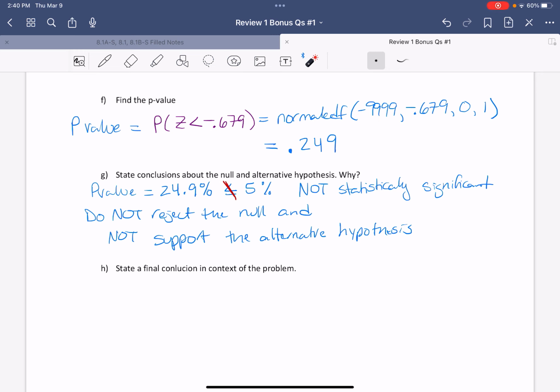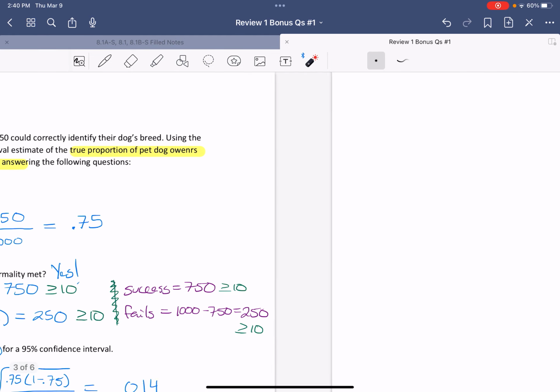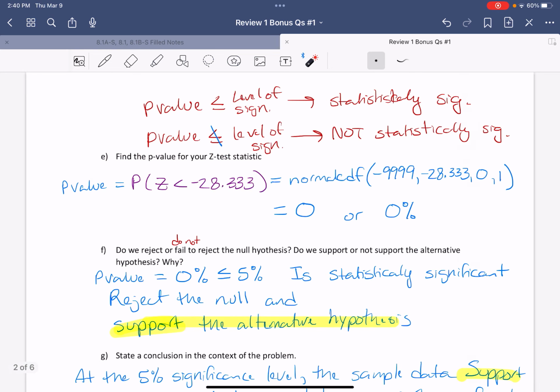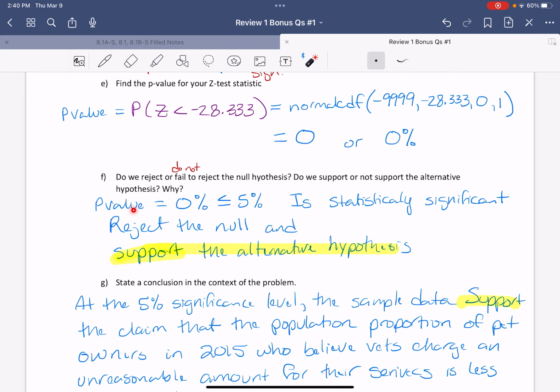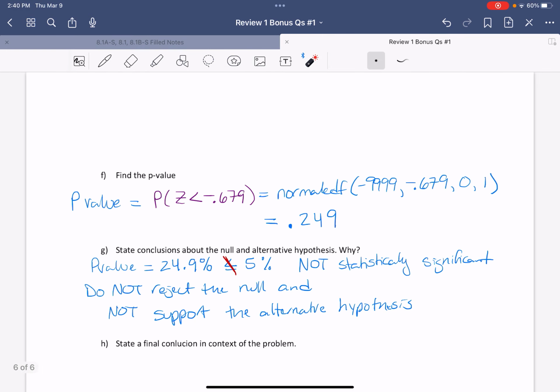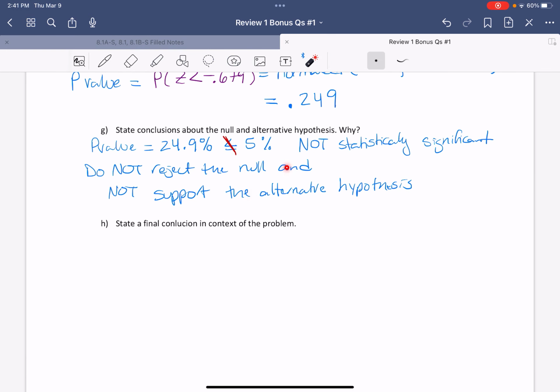So if it was less than 5%, then all that would be yes. That would be like the first example we did here. The p-value is less than or equal to 5%, so it is statistically significant, so we reject the null and support the alternative. Those are the only two options. It either is or is not. They are the exact same statements, you just throw in not if it's not. For the exam, we're going to need to write it out, just like we're doing here.